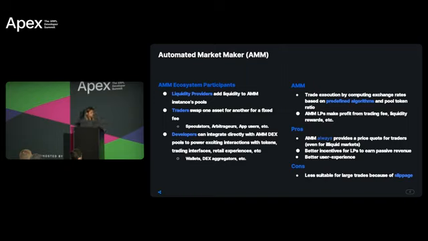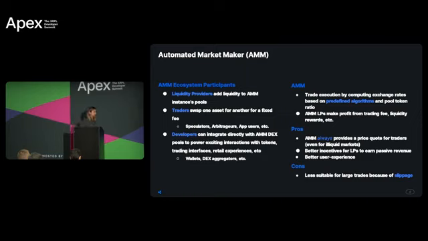So these are the main participants in an AMM ecosystem. The first is the liquidity providers. These are the agents that add liquidity to AMM instance pools. Then we have traders who can swap one asset for another for a fixed fee. And these could be speculators, arbitrageurs, or app users. And third is the developers who can integrate directly with the AMM DEX pools to build killer applications by interacting with tokens and trading interfaces.